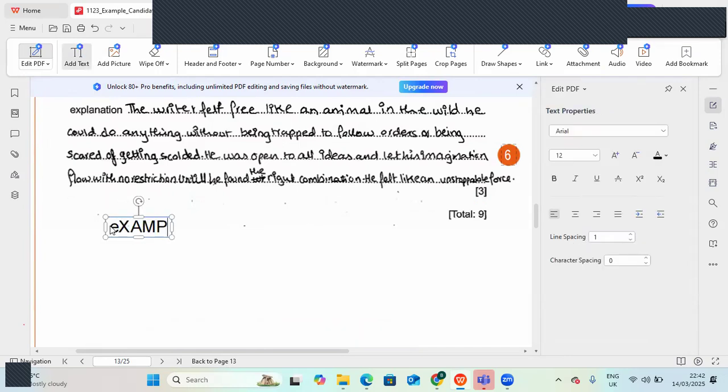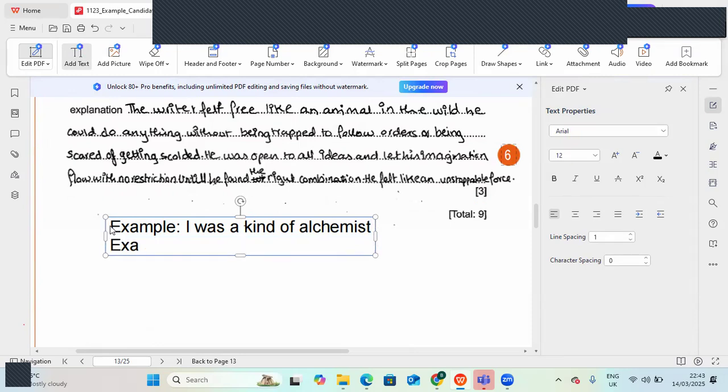The example that is being identified is I was a kind of alchemist. Now, how would you write the explanation? Keep this one example in your mind and please write down the explanation. I have already shared one explanation with you. Now you have to write down one explanation there. You can share your response in the chat window.